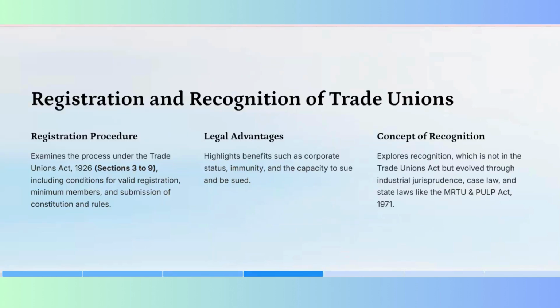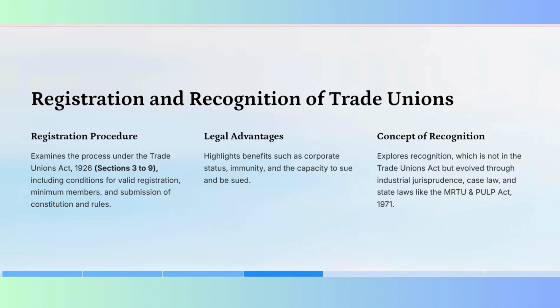Registration and recognition of trade unions. So, the registration procedure examines the process under the Trade Unions Act 1926, Sections 3 to 9. That's the chapter on the registration process, including conditions for valid registration, minimum members, and submission of constitution and rules. Legal advantages highlight benefits such as corporate status, immunity, and capacity to sue and be sued.